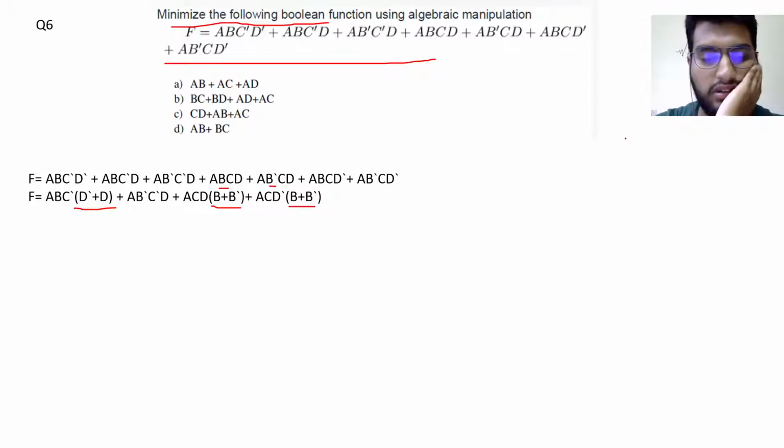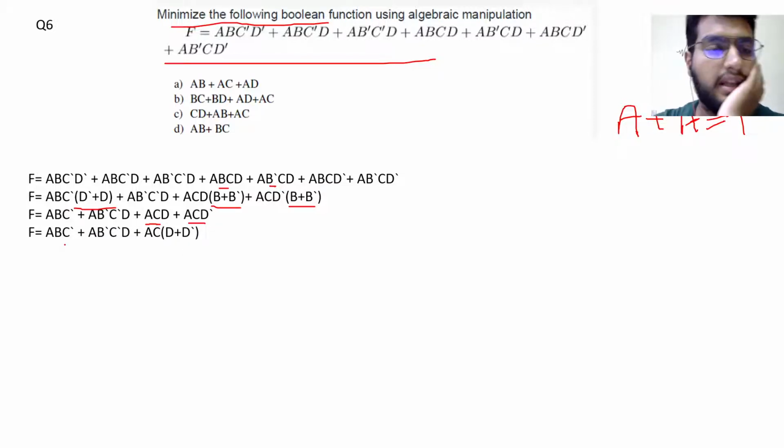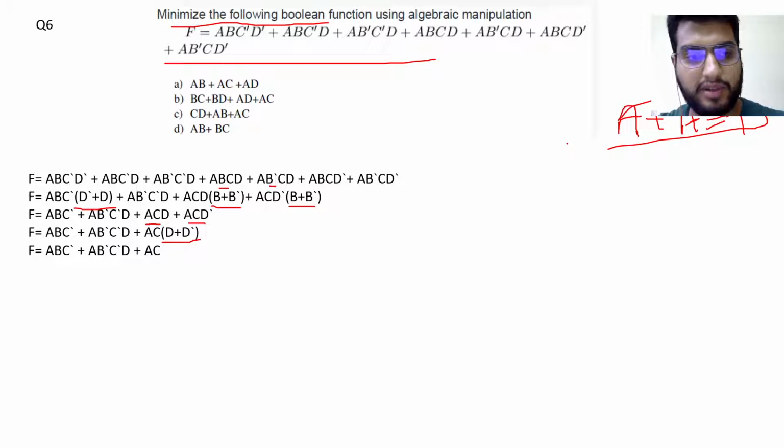Like in the previous question, I said we have this expression a plus a complement, which is always equal to 1. So this will reduce to f equal to abc complement plus ab complement c complement d plus acd plus acd complement. And now we will take out this ac common between these two expressions, and we'll have ABC complement plus AB complement C complement D plus AC. So again we have this D plus D complement, that will again be equal to 1. So our expression will be reduced to ABC complement plus AB complement C complement D plus AC.